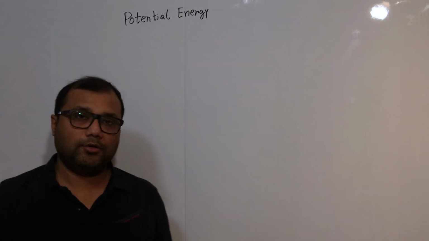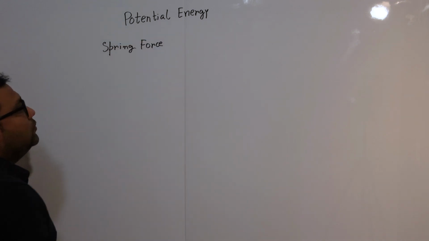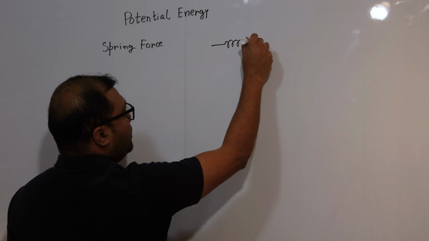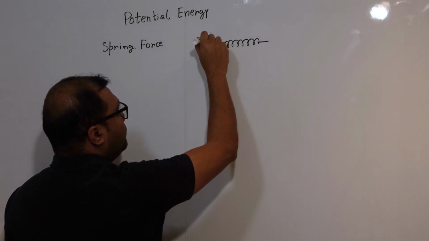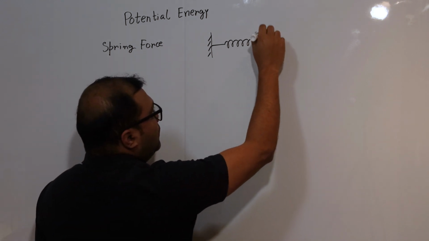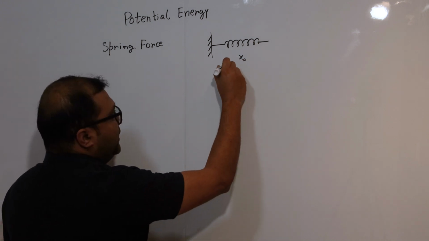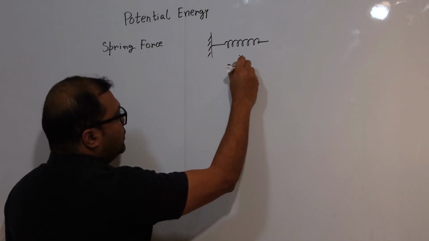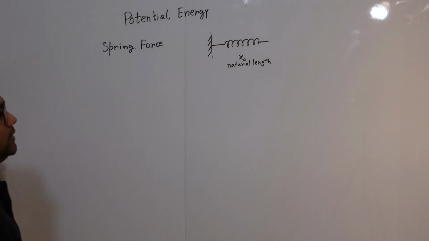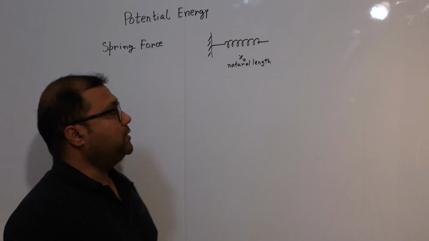Okay, now let's look at spring force. So what is the spring force? Let's say we have a spring, and this is the natural length of the spring, x0. What is natural length? Natural length means it is neither elongated nor compressed.